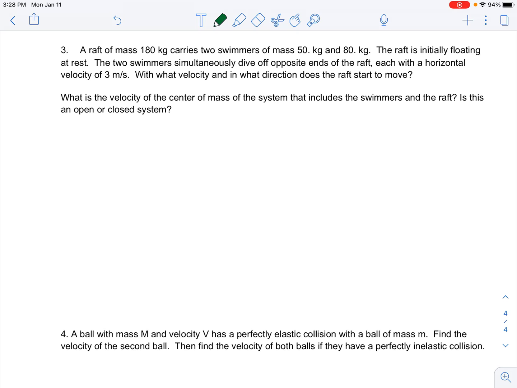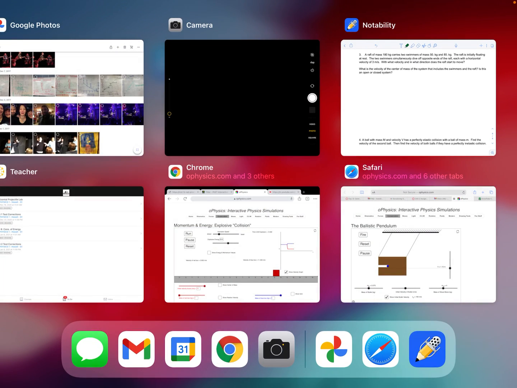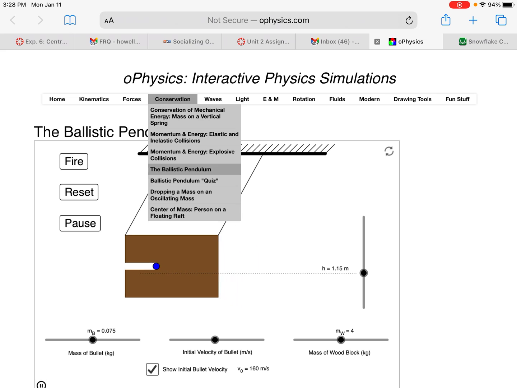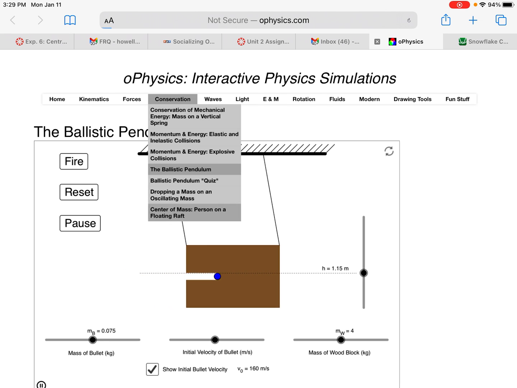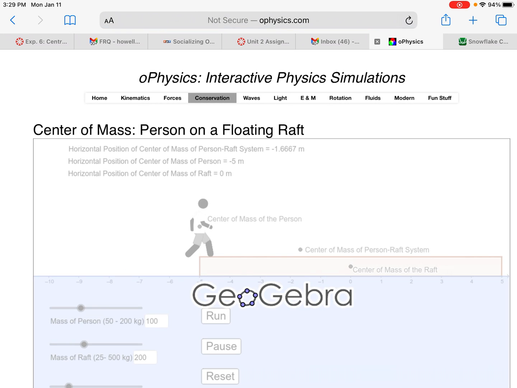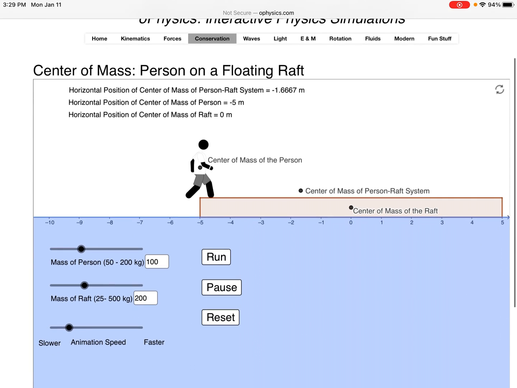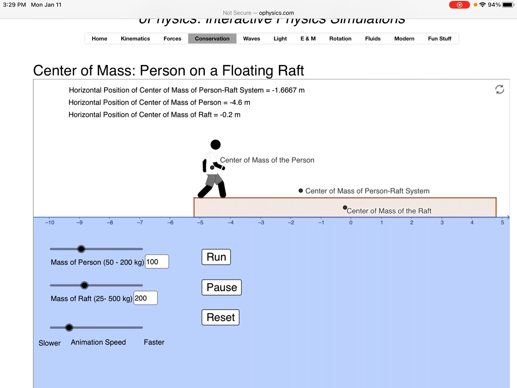And then the next question is, what is the velocity of the center of mass of the system that includes the swimmers and the raft? Is this an open or closed system? Okay, so let's look at this conservation stuff again. And here I have a person on a floating raft, and I'm going to have them walk on the raft. Look at what happens.